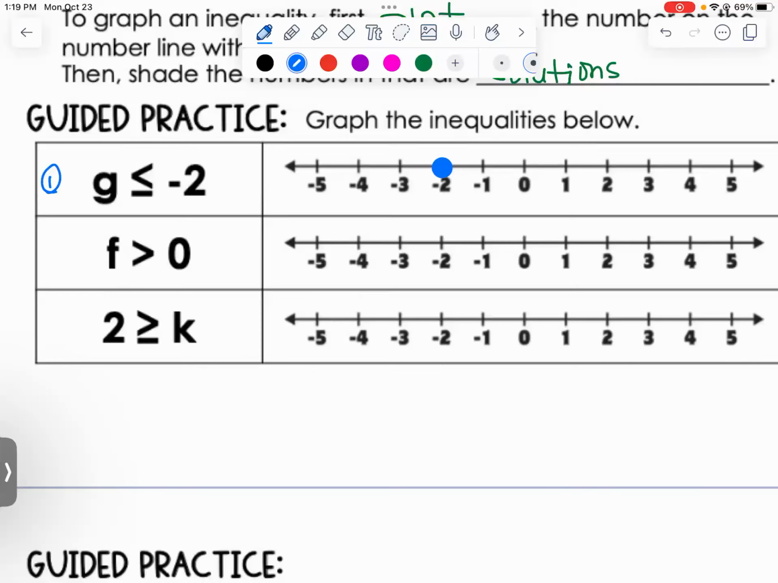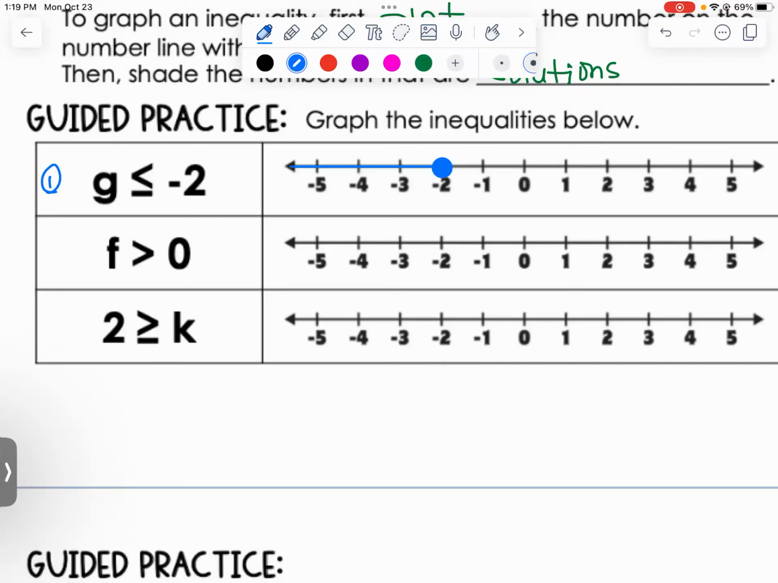That means I need numbers that are less than -2. That means we need smaller. So if I go to the left or to the right, which numbers are smaller than -2? To the left, okay? Now, watch what I do, but don't do it on your paper.